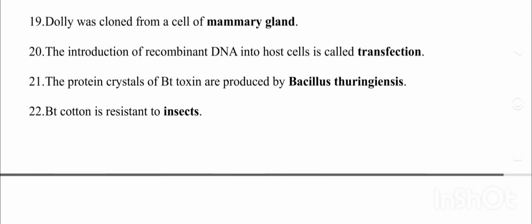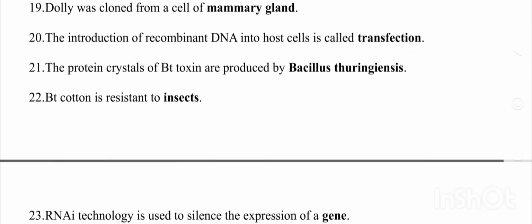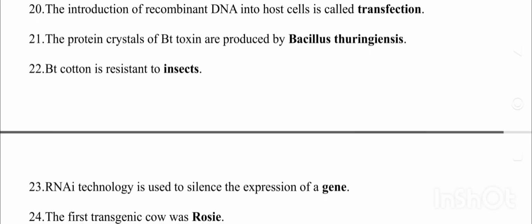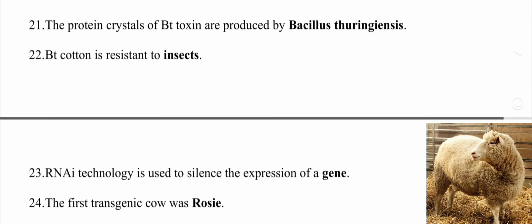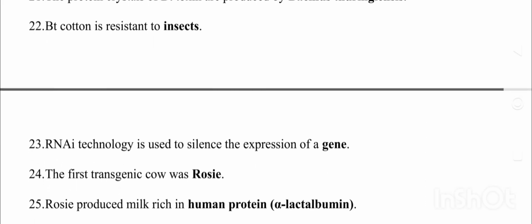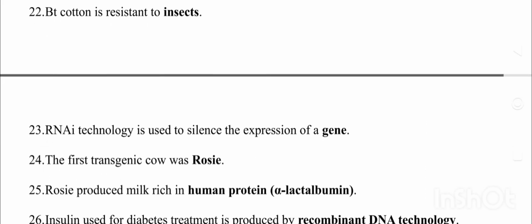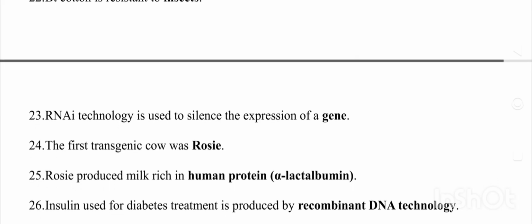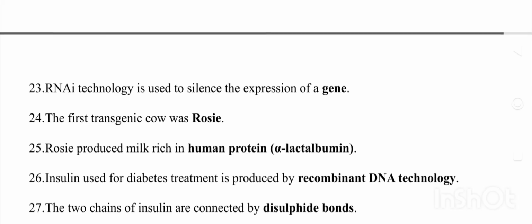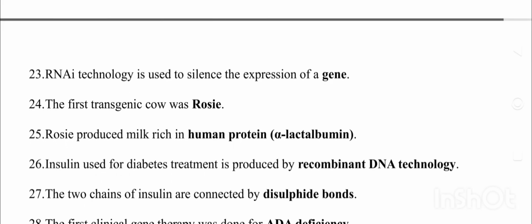21. The protein crystals of Bt toxin are produced by Bacillus thuringiensis. 22. Bt cotton is resistant to insects. 23. RNAi technology is used to silence the expression of a gene. 24. The first transgenic cow was Rosie. 25. Rosie produced milk rich in the human protein alpha-lactalbumin.